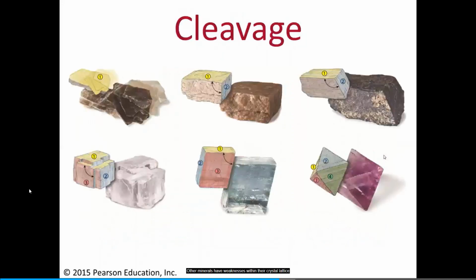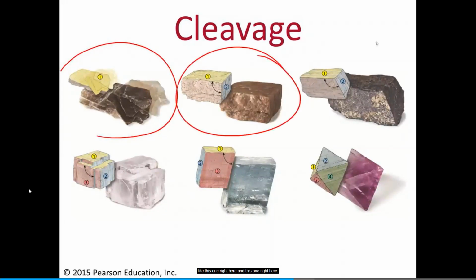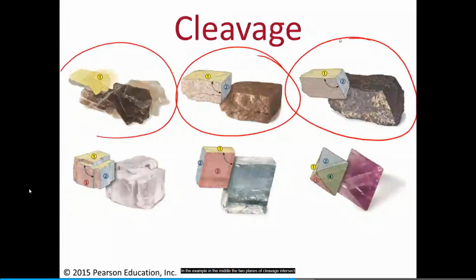Other minerals have weaknesses within their crystal lattice that allow them to break more easily in some directions than in other directions. This is referred to as cleavage. Up here in the upper left we have an example of mica. Mica is a mineral that has one plane of cleavage, and it breaks very cleanly in that one direction and that one direction only. Other minerals have two planes of cleavage, like this one right here and this one right here. In the example in the middle, the two planes of cleavage intersect at a 90-degree angle.